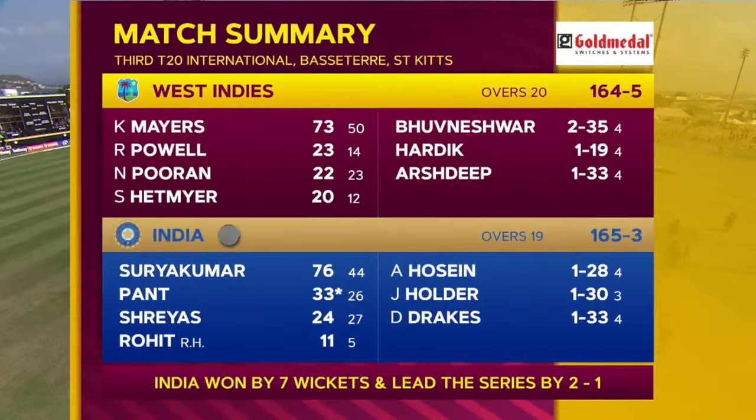So once again, West Indies with a brilliant half century from Kyle Mayers, 73 from 50. They had a very good power play, and it was during those middle overs they struggled to score fluently. They would reflect on that phase and think they could have produced more, maybe get close to that 190 marker, would have given them a better chance of winning this game.